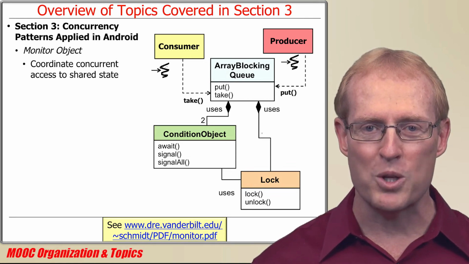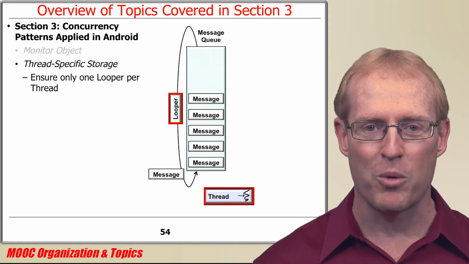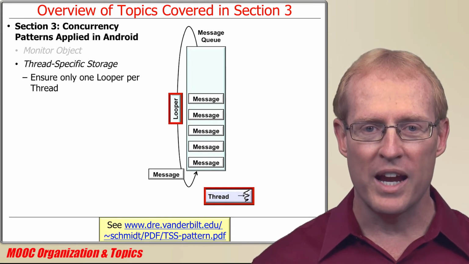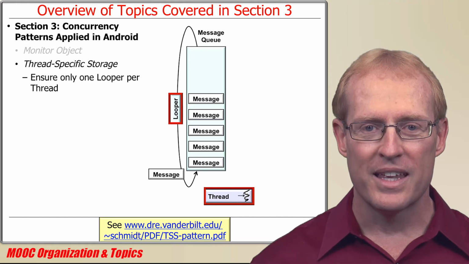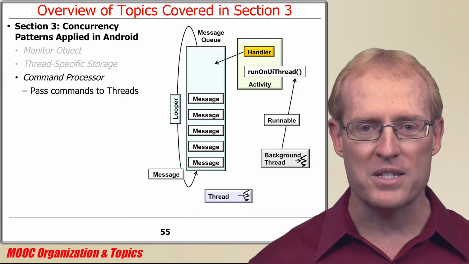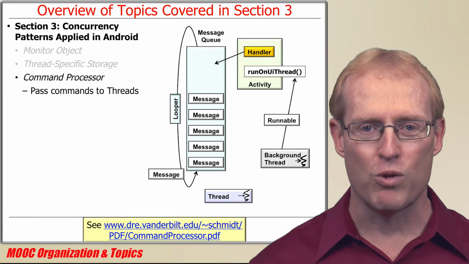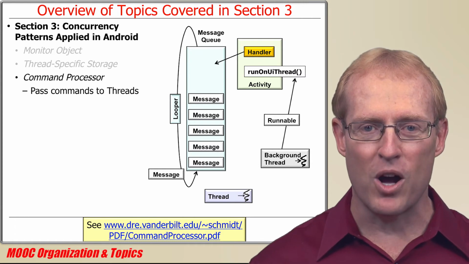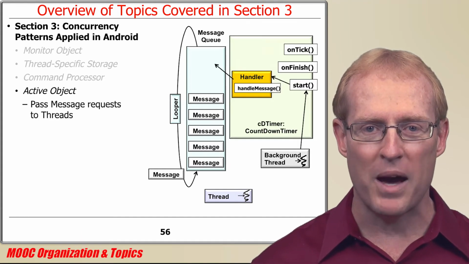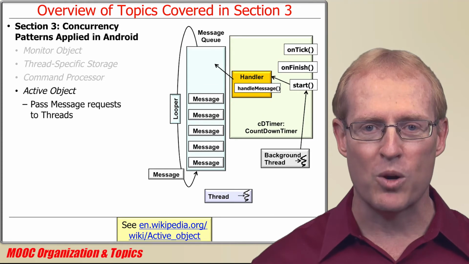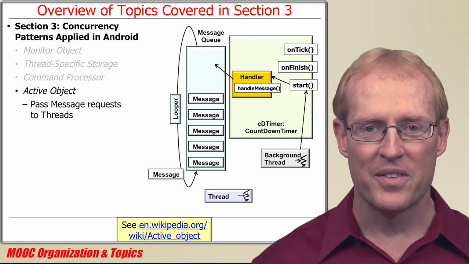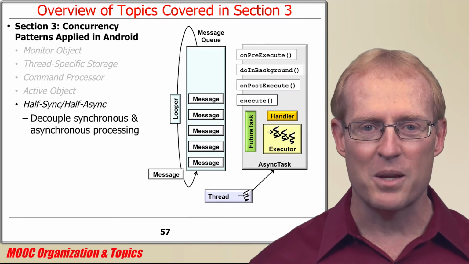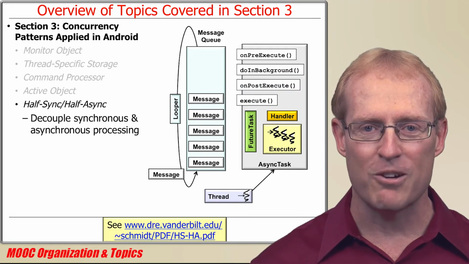The thread-specific storage pattern is applied by the Android HaMeR framework to ensure there's only one Looper in each thread's event loop. The HaMeR framework also applies the command processor pattern to pass runnable commands from one thread to another so they can be processed concurrently. Likewise, this framework also applies a variant of the active object pattern to pass and process multiple requests in multiple threads.